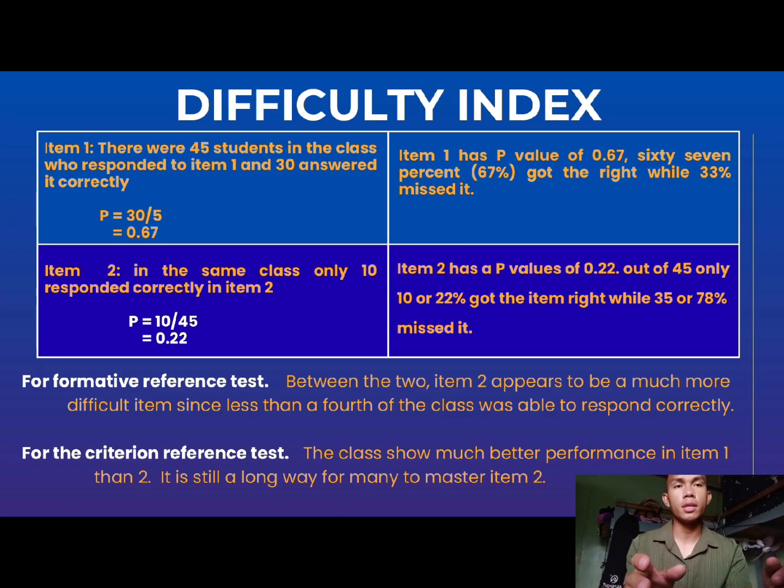On the other hand, in criterion reference test, the results show that the class did not do much better on item 1 than item 2. This also tells us that many students still have a long way to go in mastering the skill or lesson being measured by item 2.